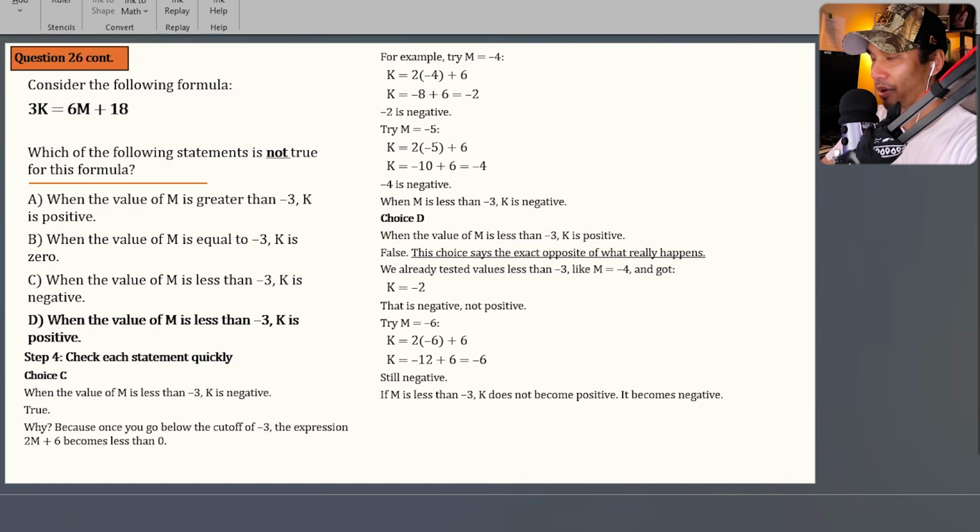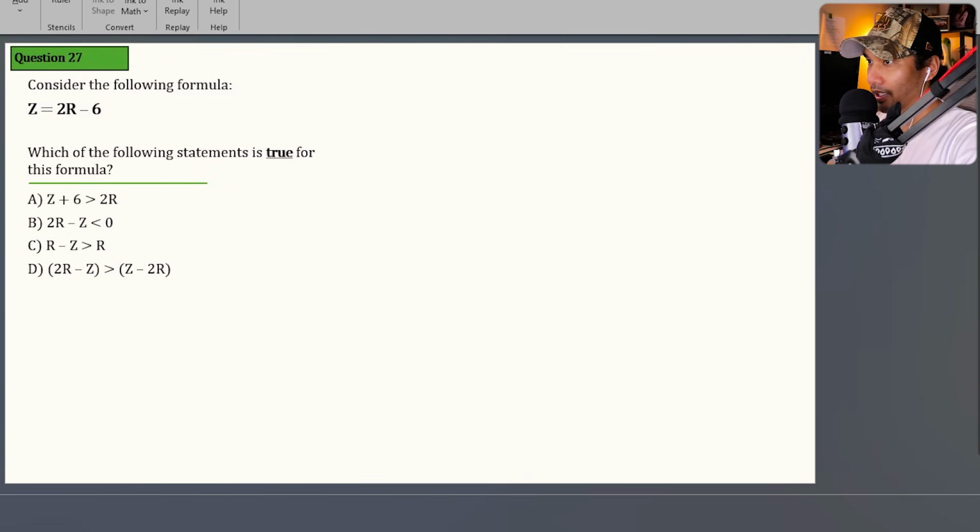I will do a separate video of how to do these questions without using graphing because it is faster. It is much faster to attack this question this way, which is not to graph. And most of the questions will be just like this. Consider the following formula, which statement is not true, which statement is true. They will be written just like this on the test. Okay, so now we're back to just algebra and figuring stuff out for the last questions, 27, 28, 29, 30, 31, 32, 33.